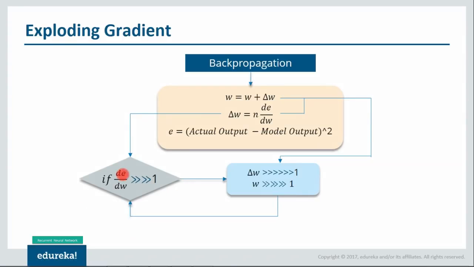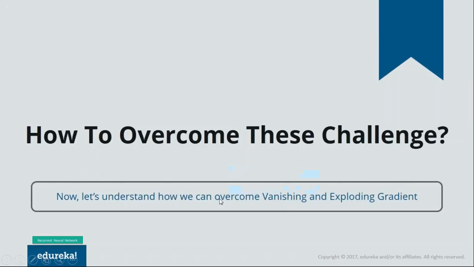So what happens when your gradient, dE by dW, becomes very large, greater than 1, and you have some long-term dependencies? At that time, your dE by dW will keep on increasing, delta W will become large, and because of that, the new weight that will come will be very different from your old weight. So these two are the problems with backpropagation. Now let us see how to solve these problems.